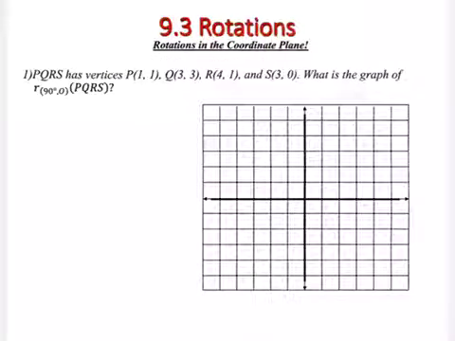So for question 1, they've given us PQRS has vertices of (1, 1), (3, 3), (4, 1), and (3, 0). They want to know what the graph of a 90-degree rotation around the origin, that's the O, for PQRS. So in this case, for the most part, we're always going to be around the origin when we're doing our rotations in the coordinate plane. So let's go ahead and plot PQRS. So P is (1, 1), Q (3, 3). And so this is our shape PQRS.